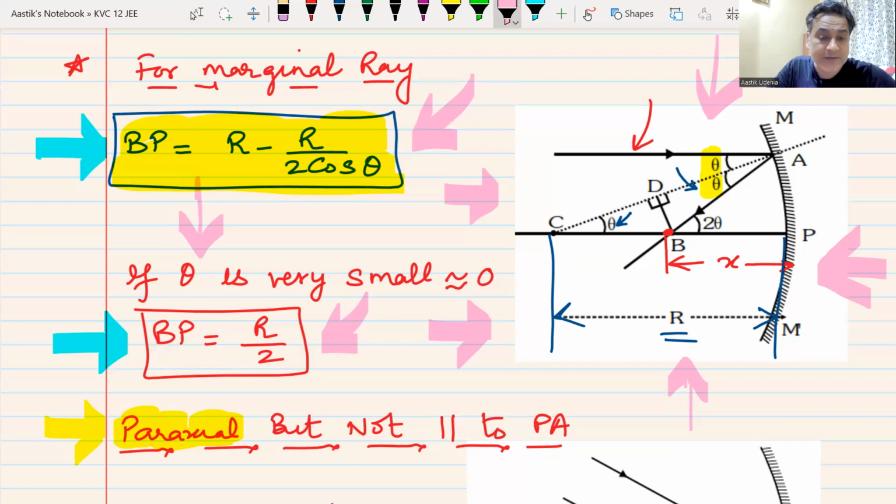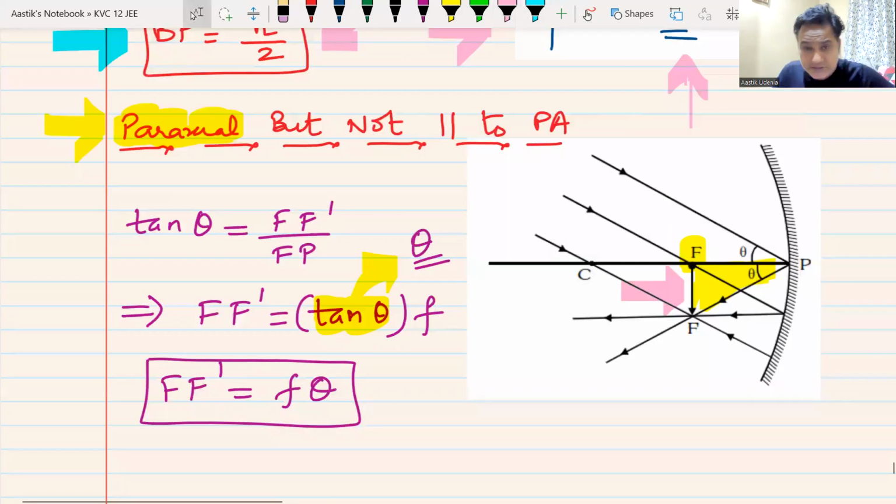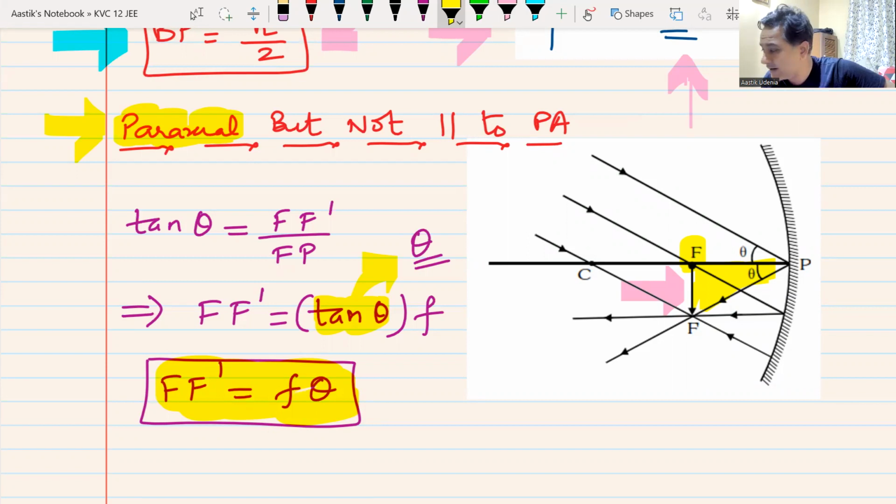Remember this? For marginal rays, this is where they meet. And if the rays are paraxial, but they are not parallel to the principal axis, they are going to meet at this point, and f dash will be equal to f theta. This is actually f tan theta, but for small angles, tan theta and theta are the same. Do we understand this? Yes or no? Alright. Yes, sir. So this is plane trigonometry.